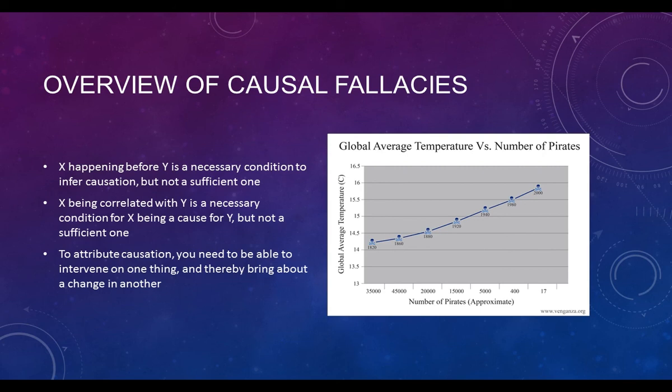To attribute causation, you need to be able to intervene on one and thereby bring about a change in the other. That's really the quickest way I could summarize when it's legitimate to attribute causality. It's when you can intervene on one thing and have it end up as effects in the other. So you can control the second thing by controlling the first thing.